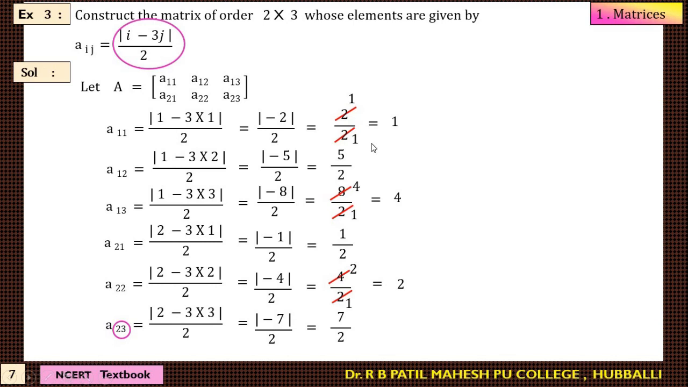So here we got all the element values. Now you replace them in this matrix. So that is the answer. Therefore A is equal to 1, 5 by 2, 4, 1 by 2, 2, 7 by 2. So this is a matrix of order 2 cross 3, and the elements we got using this formula, modulus of I minus 3j divided by 2.